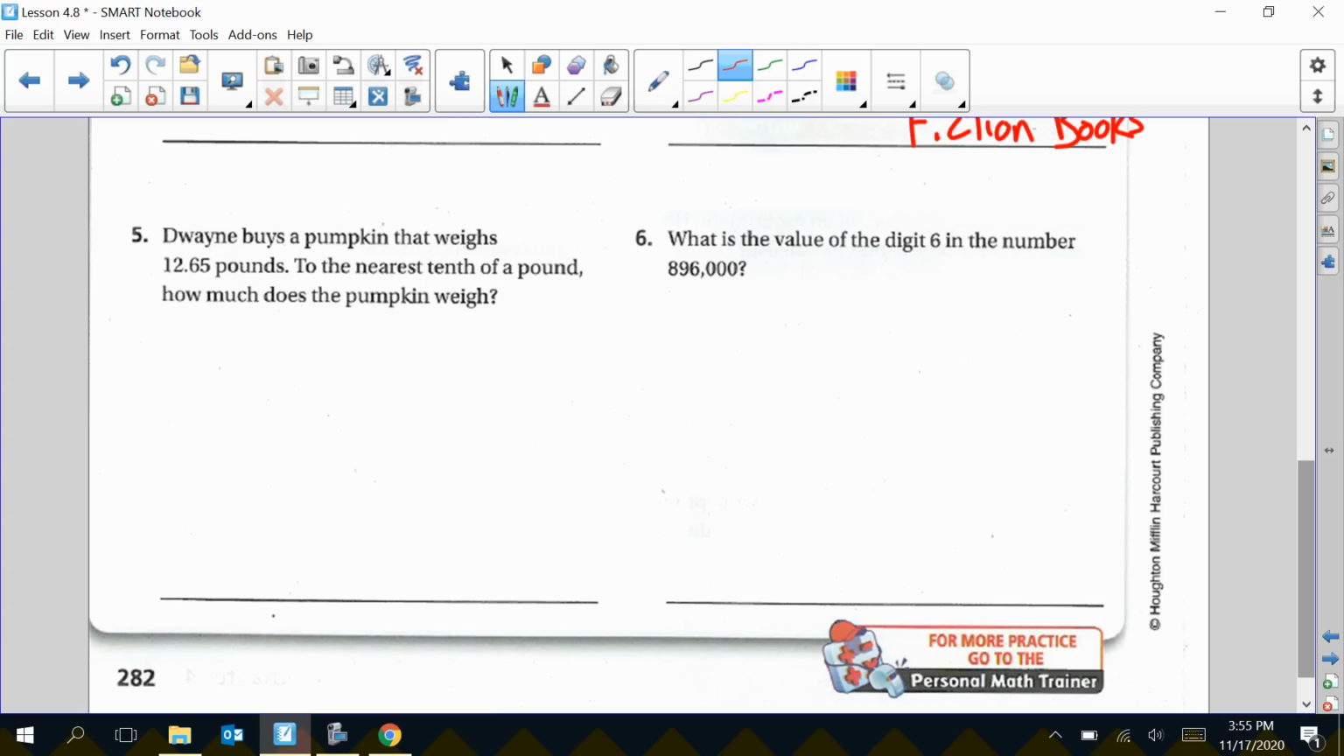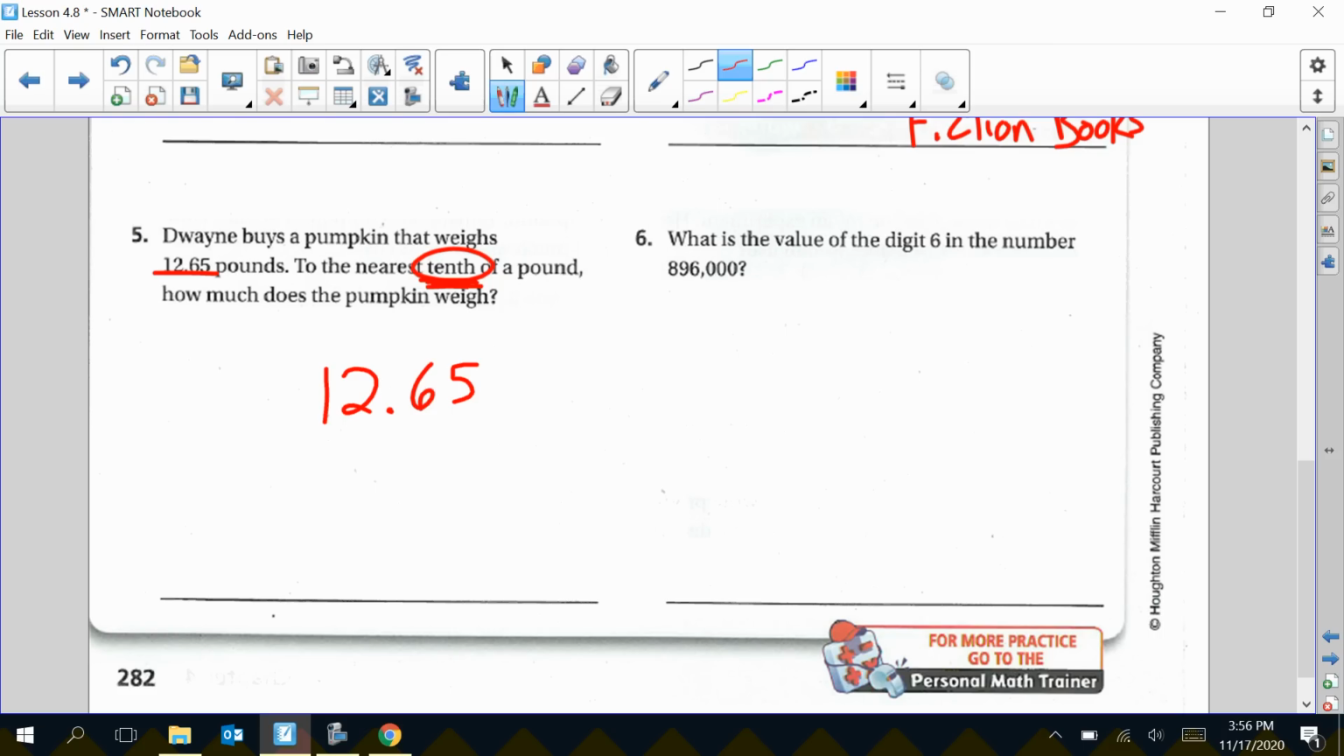Question number 5, Dwayne buys a pumpkin that weighs 12 and 65 hundredths pounds. Round that to the nearest tenth of a pound. How much does this pumpkin weigh? So we want to round this to the nearest tenth. So really think about what place value, or what digit, is in the tenths place, and then round it to that. Remember, you should not have any digits after the tenths place after you round it.